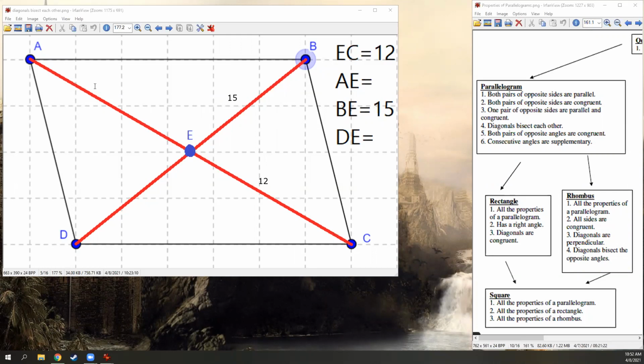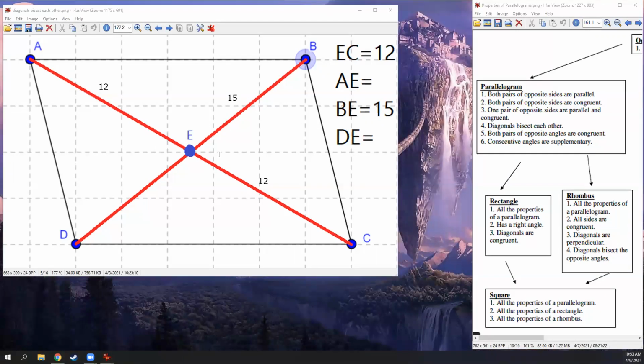Well, most of you probably figured it out. If this side is 12 and it was half of the whole thing, then this other side is 12. And if BE is 15, then DE, the other half, has to be 15. Since they bisect each other, they cut each other in half. Another way to look at this is that this half is equal to that half.